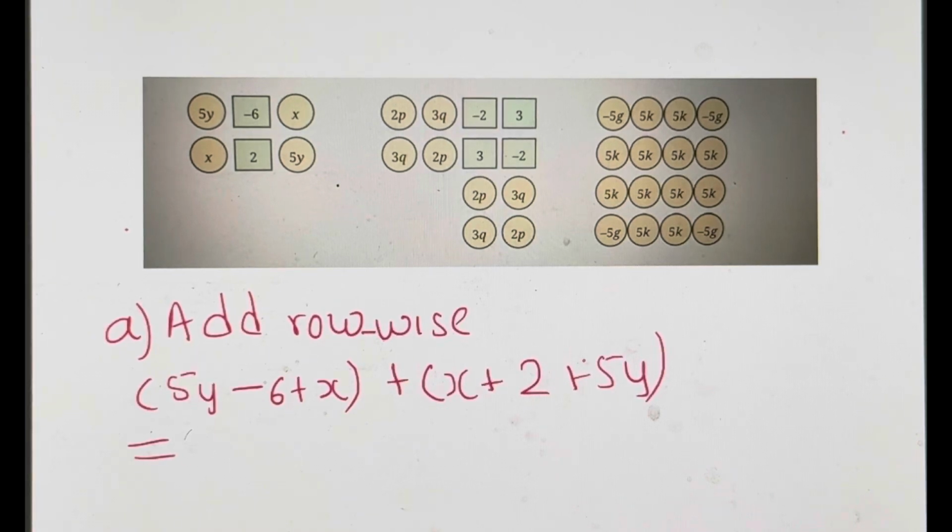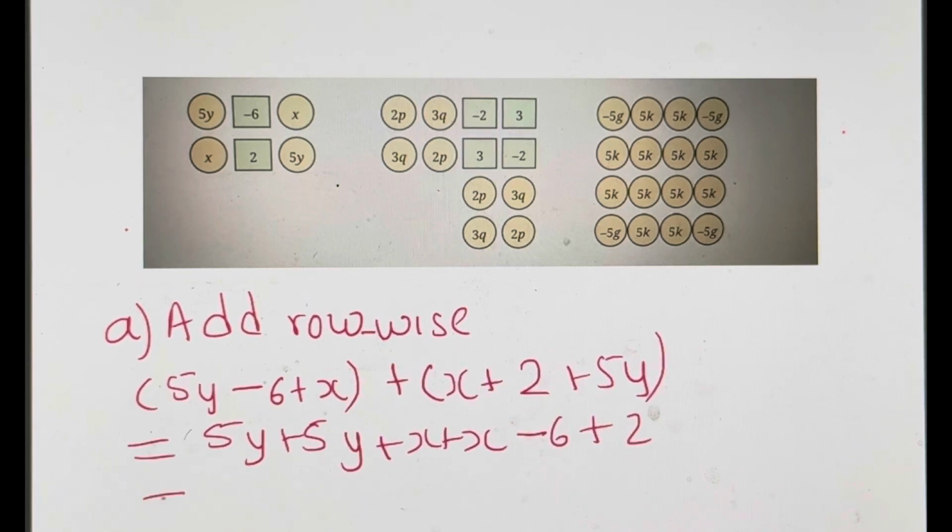Or if we first take 5y here, 5y here, let us simplify and write the like terms together, then x together. Because it is an addition sign, the sign will not change. So what do we get? 5 plus 5 is 10y, x plus x is 2x, and minus 6 plus 2 is minus 4. This is the expression you get if you add row wise, taking the like terms together. This is one way.